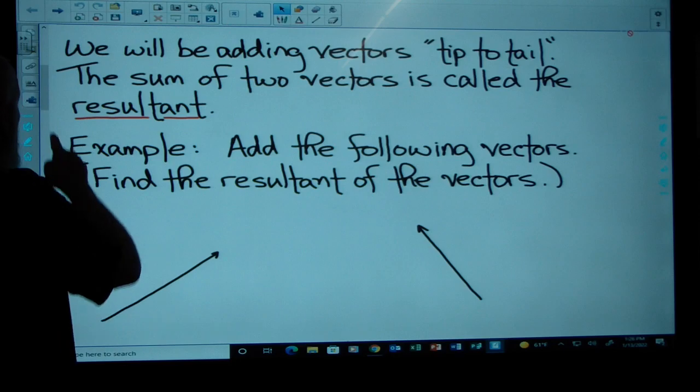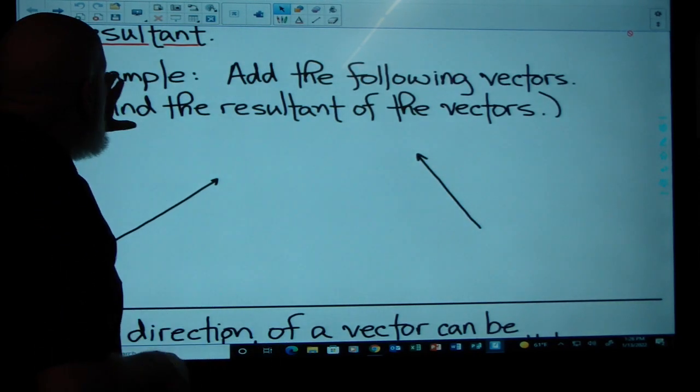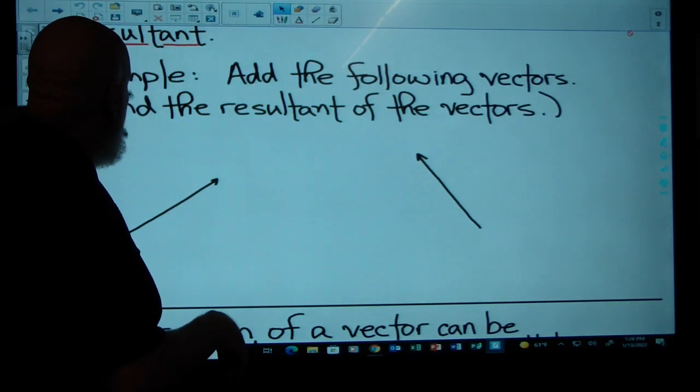Let's see if I can get my board to work here. Yay! Here we go. If this works, I'll be very happy. I've had trouble with this board. Let's see if I can get it to work.